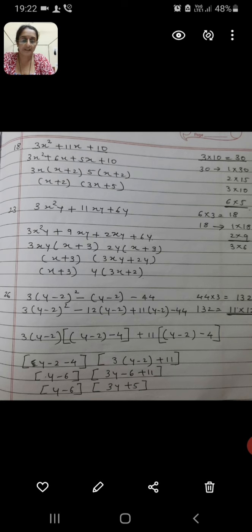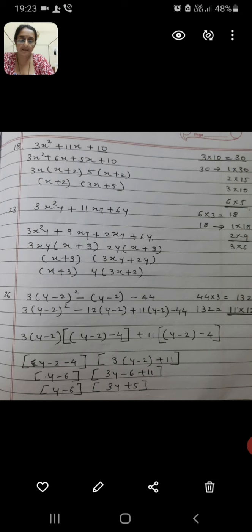Now between the first and second term, we are going to take common 3(y minus 2). What will remain? y minus 2 minus 4 will remain. From the third and fourth terms, 11 is common. y minus 2 minus 4 will remain in the bracket. So we got two brackets of y minus 2 minus 4, that is the first factor, and the remaining terms we are going to put in the second bracket, that is 3(y minus 2) plus 11.